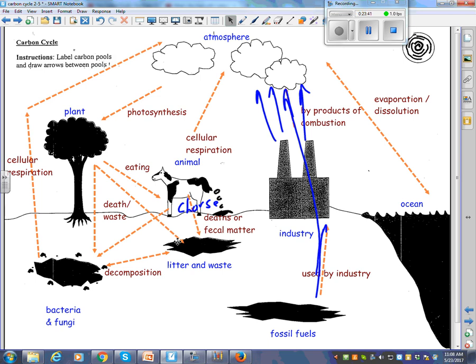You may need to add some abiotic features. So you're going to have to add things like oceans, some kind of industry. You're going to have to add things that are putting the carbon into the atmosphere. I'm drawing our ecosystem. It's going to have to be big.